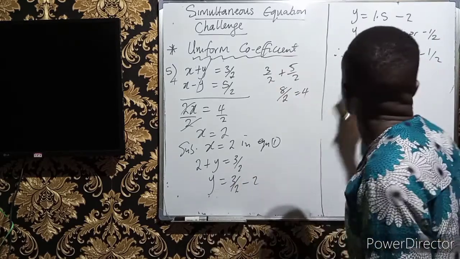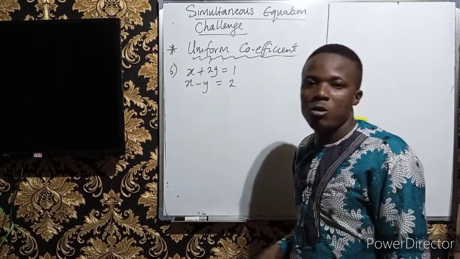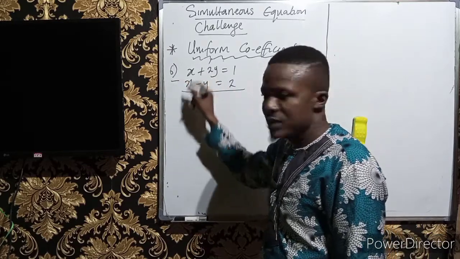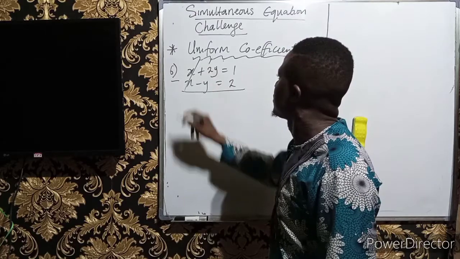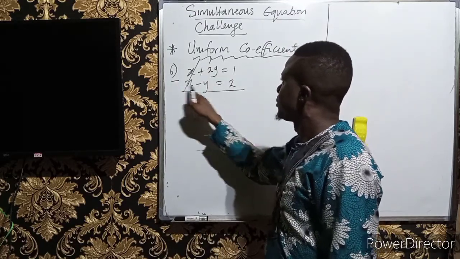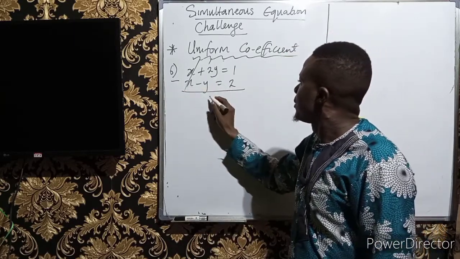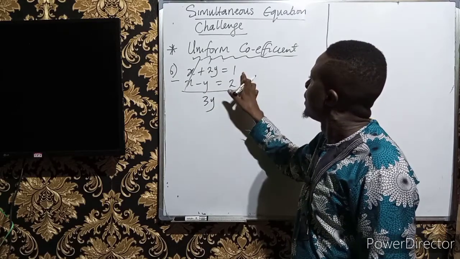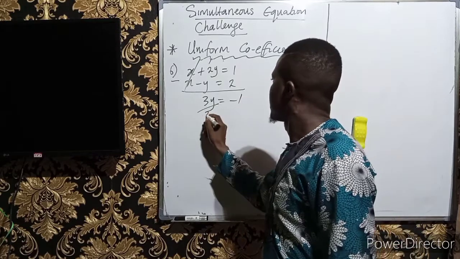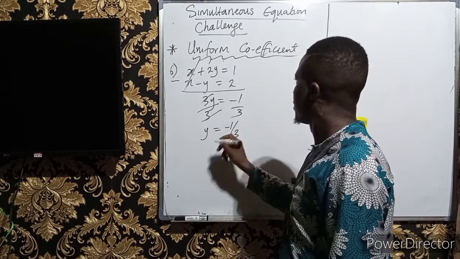So let's take the next one. If you take a look at this one, you will see that x and x, they have equal coefficient. So x minus x is 0. So it is minus that will make x to be eliminated. You cancel it out, you are subtracting. 2y minus minus y. Minus minus turns to plus. So we have 2y plus y, which is 3y. Then 1 minus 2 will give us minus 1. So I'll divide both sides by 3 to get the value of y. So my y is minus 1 over 3.